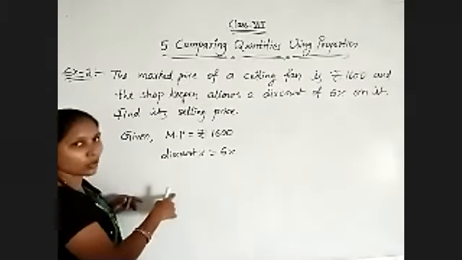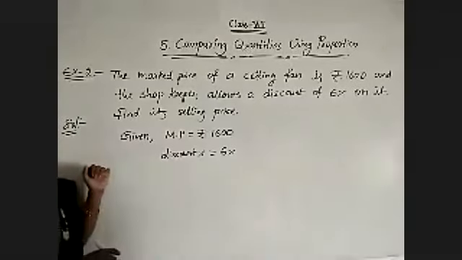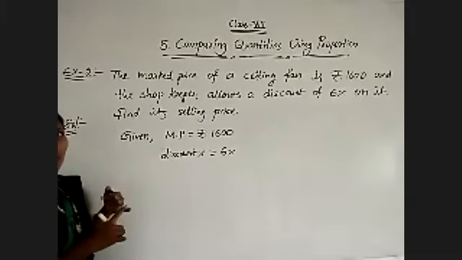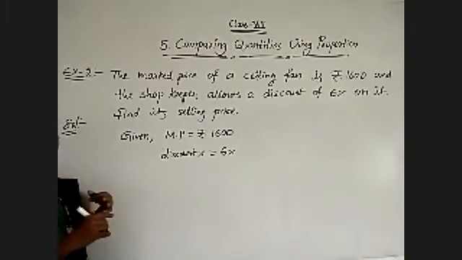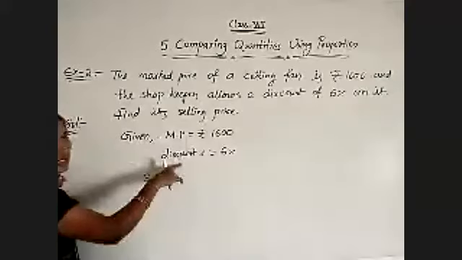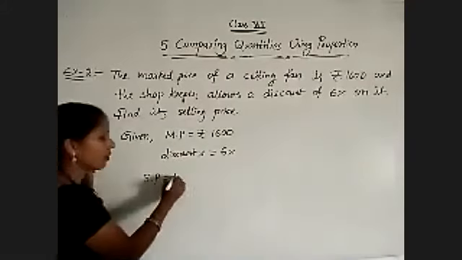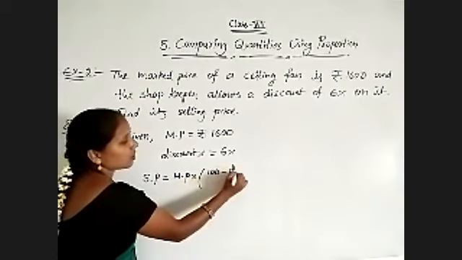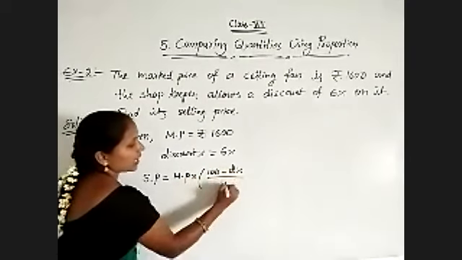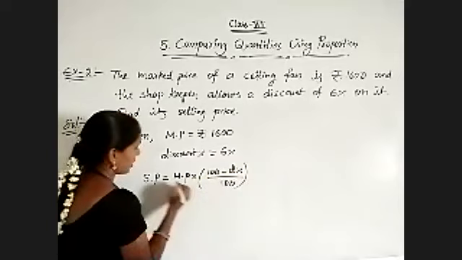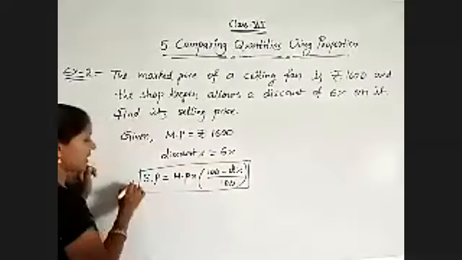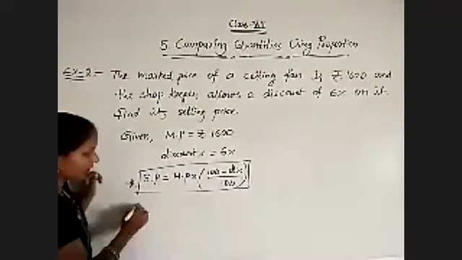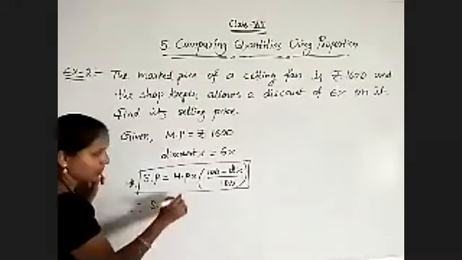So you can find out the discount first, after that SP. That is one way we have, and one more direct method I give. See, I have given the formula: SP is equal to, in terms of MP and discount percentage, MP into (100 minus discount percentage) by 100. Yes, we have this formula.